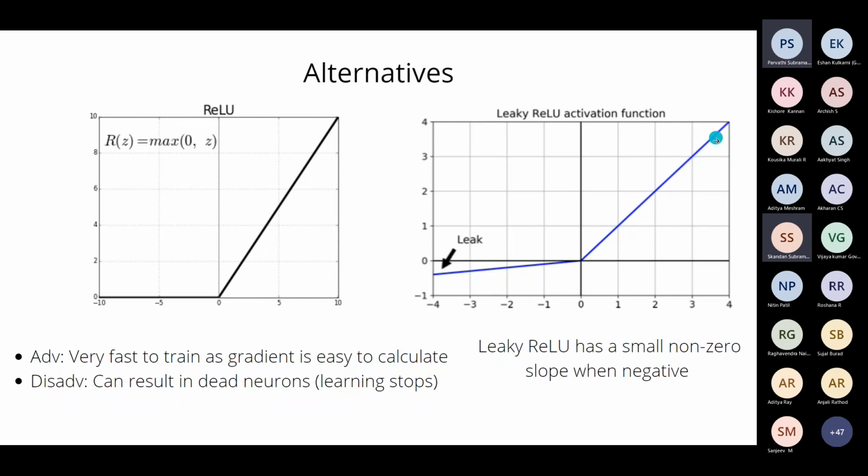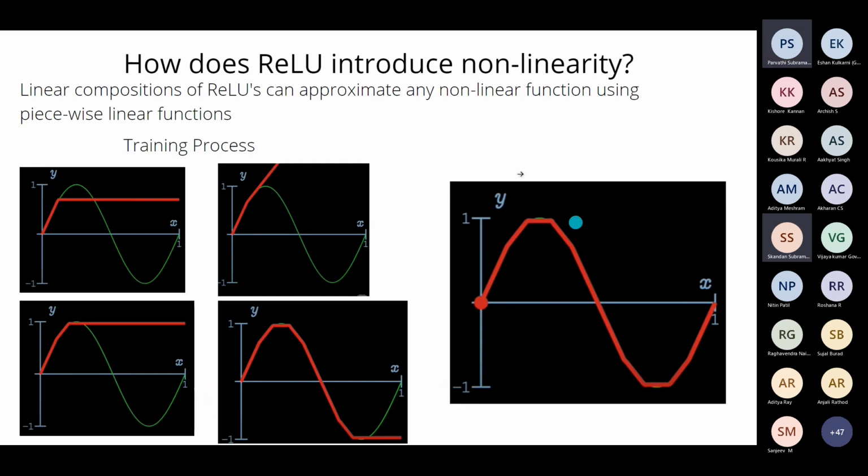So to solve that, you introduce a slight leak over here, a small slope on the negative side, to prevent the slope from becoming completely zero. And to get an intuition of how ReLU introduces non-linearity: ReLU looks linear individually on both sides, but the fact that we use an inequality to decide what the output is going to be introduces some non-linearity.